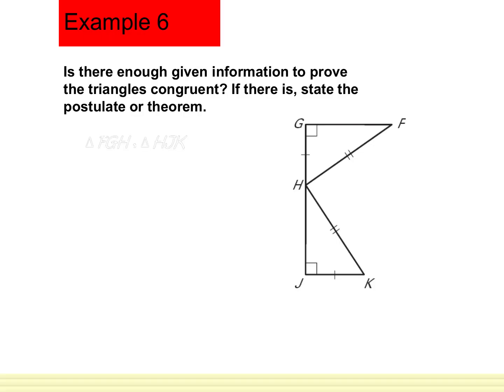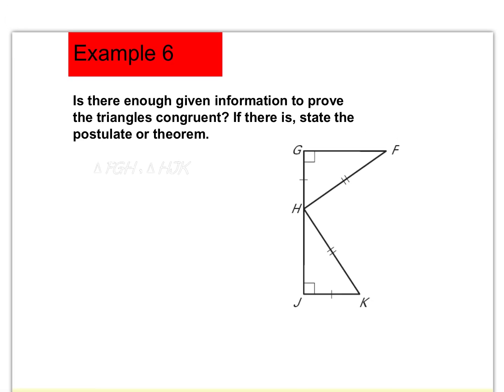Moving on to this one here, again, they're asking us, is there enough information to prove the triangles are congruent? Now, I know it's hard to read, but they're talking about triangle FGH and triangle HJK. Now, to prove that these triangles are congruent, I'm going to need to know that the corresponding parts match, right? So I need to see what I've been given. Notice that I have a right triangle, and I have two sides that are congruent. I have side GH is congruent with JK.